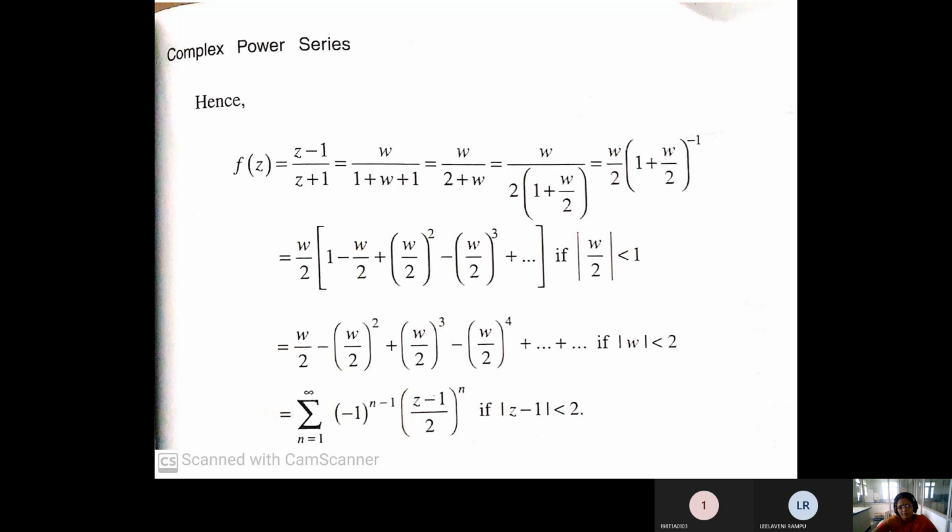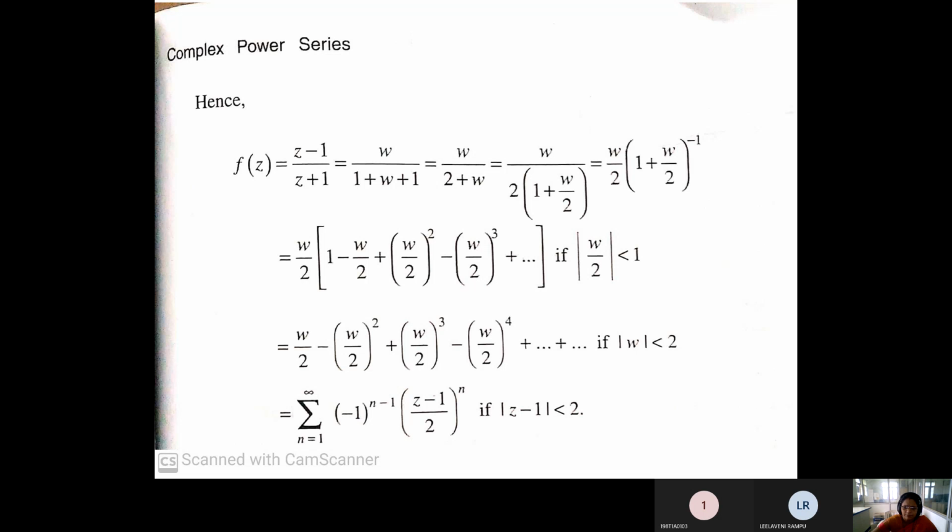In the standard forms, 1 plus z whole power minus 1 is there. What is 1 plus z whole power minus 1? It is 1 minus z plus z square minus z cube, like that. Now 1 plus w by 2 whole power minus 1 can be written as 1 minus w by 2, substituting w by 2 in the place of z: 1 minus w by 2 plus w by 2 whole square minus w by 2 whole cube plus and so on. In terms of z, mod z less than 1.